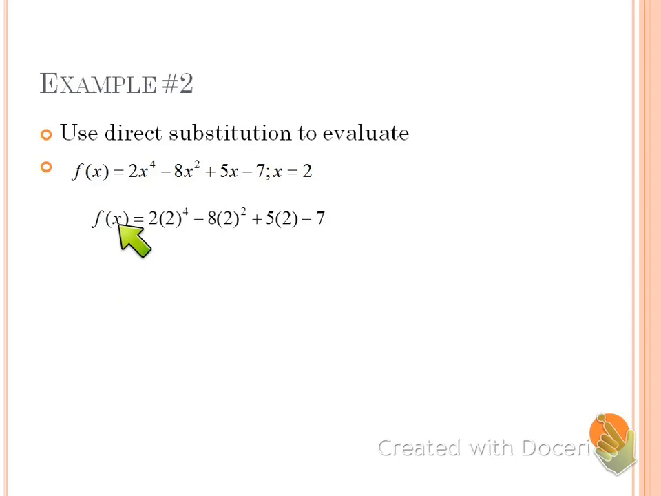If you wanted to replace this x with a 2 as well, that would be fine to say that this is f of 2, which means it's the f function evaluated at 2. If you leave it f of x, that's fine as well. Now, we just evaluate. What's 2 to the fourth? 2 times 2 times 2 times 2?